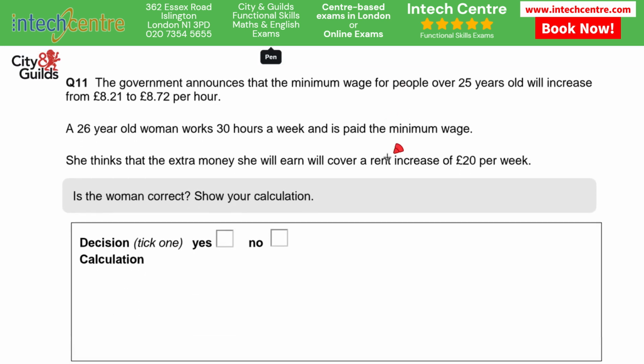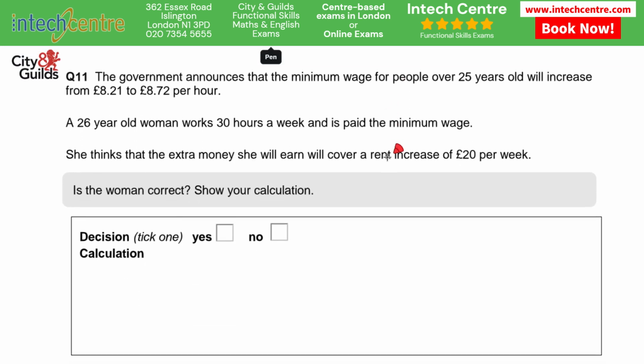Moving on to question 11, we are given some information that the government announces that minimum wage for people over 25 years old will increase from £8.21 to £8.72 per hour. A 26-year-old woman works 30 hours a week and is paid the minimum wage, so she's currently being paid £8.21. She thinks that the extra money she will earn from the £8.72 increase will cover a rent increase of £20 per week. Is the woman correct?